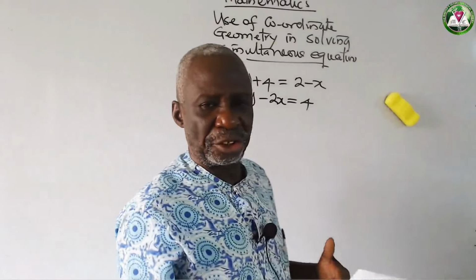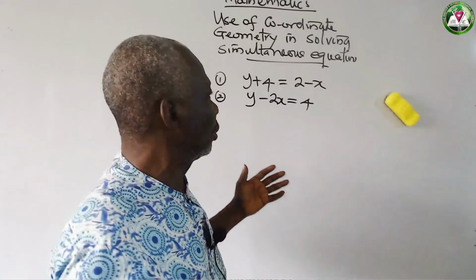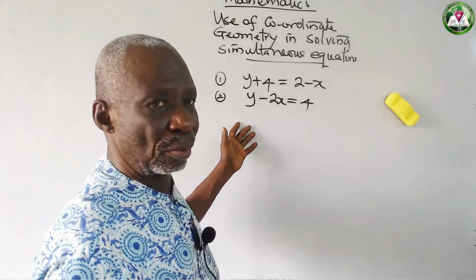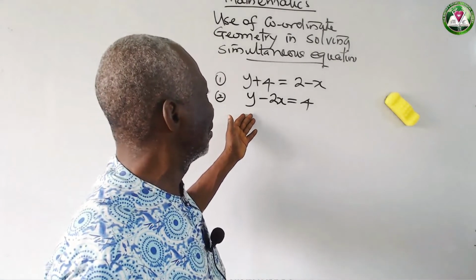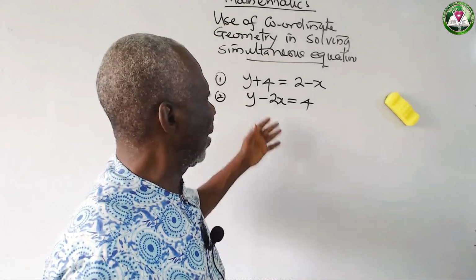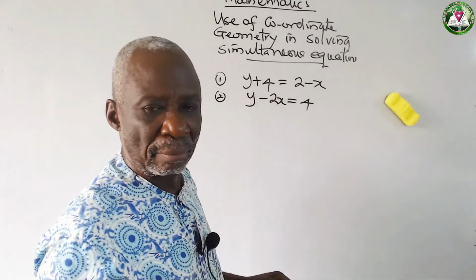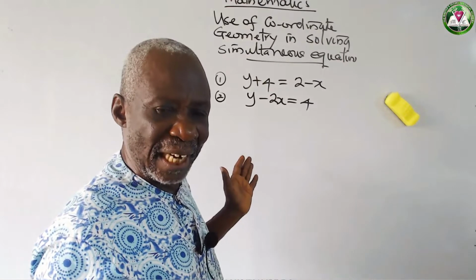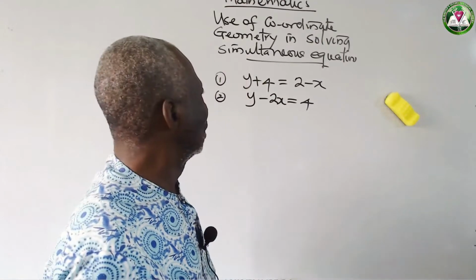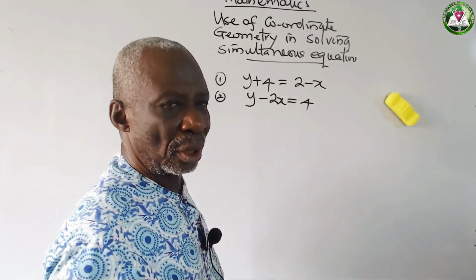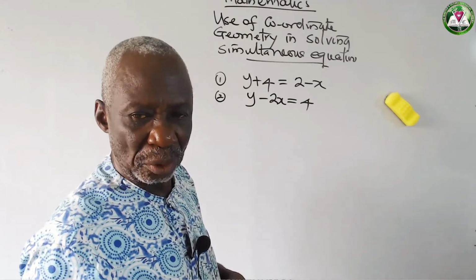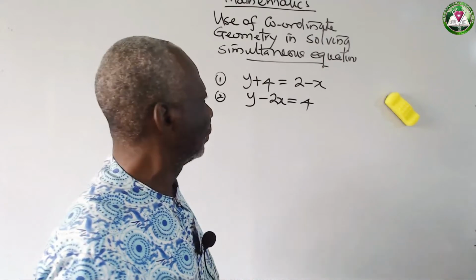In each of these equations given, equation 1 and equation 2, the power of y is 1. The power of x is 1. That is why we say that they are linear equations, where the powers of the variables are exactly 1.